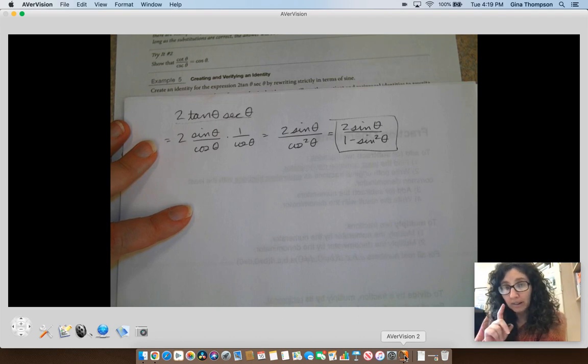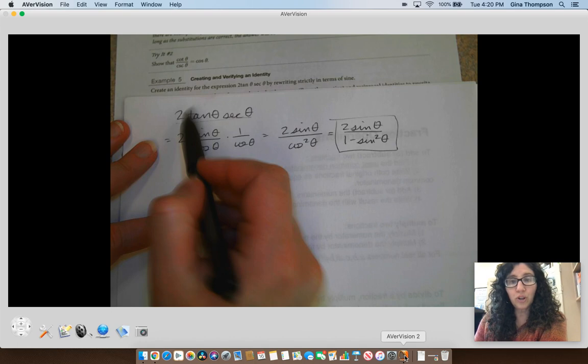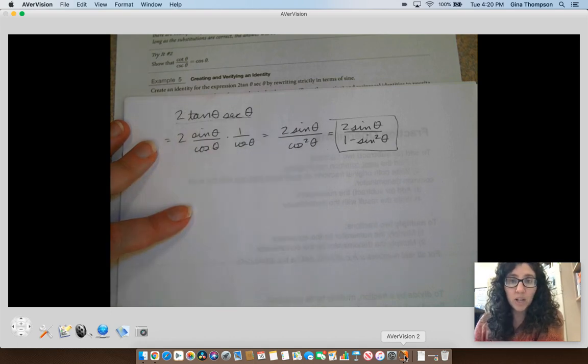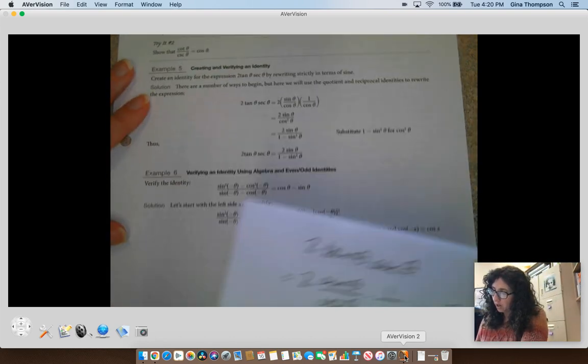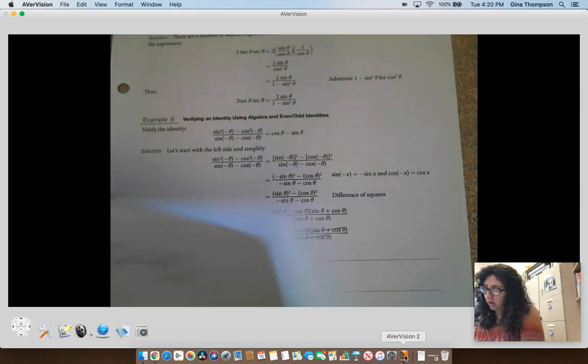So a good step often is that we replace all these other trig functions always in terms of sine and cosine, and then see what cancels, see what squares, okay, see how it goes. All right, let's do another one.